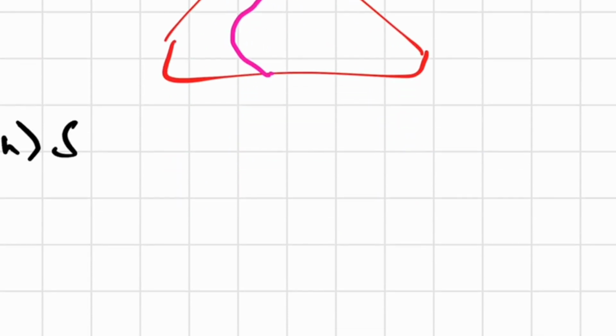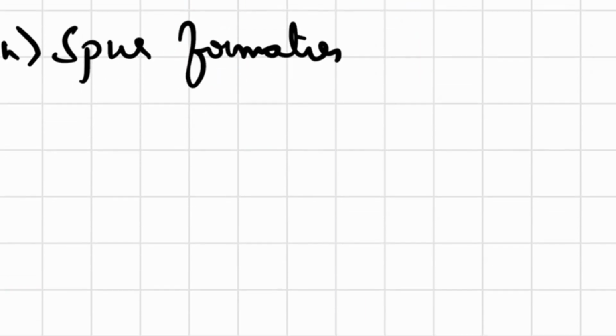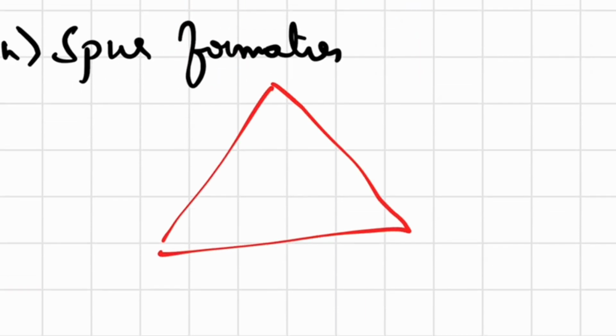Fourth one is spur formation. In this, there is a projection formed at the cartilaginous-bony junction, which leads to nasal obstruction.